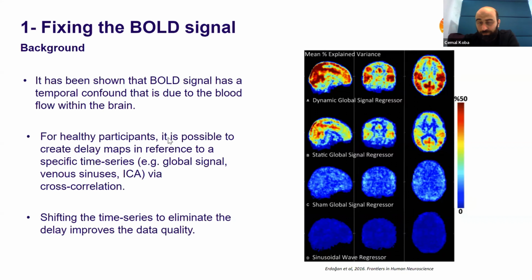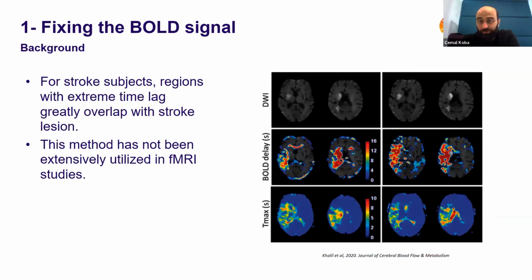And when you do this for stroke patients, the most extreme time points will point to the stroke lesion. This is probably due to the fact that the stroke lesion has lower or delayed blood flow thanks to peripheral blood support or weak blood support. So the blood will arrive there later. Therefore, the most delayed voxels will be related to the lesion, right?